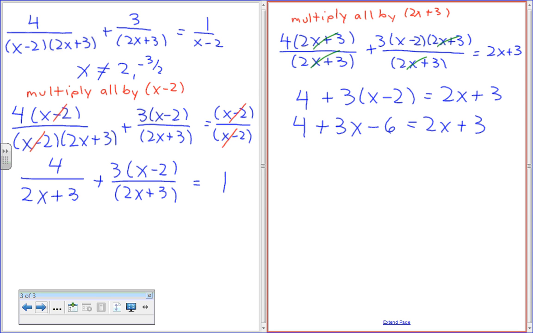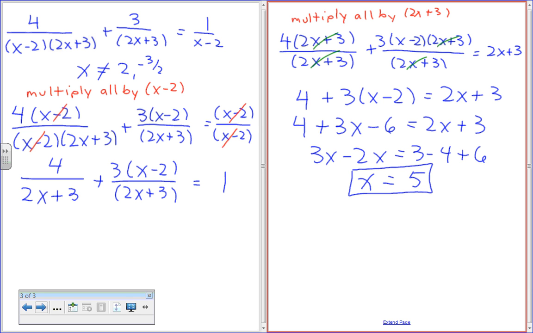Someone who shall remain nameless was thinking, we got to this question last night on the homework, and they said, I can't do the quadratic formula, there's no x squared term. And that's true, you can't. If there's just an x and a number, it's just like grade 9 algebra, right? So I'm going to do all my x's on the left. I'm going to say 3x minus 2x equals 3 minus 4 plus 6. 1x equals 5.